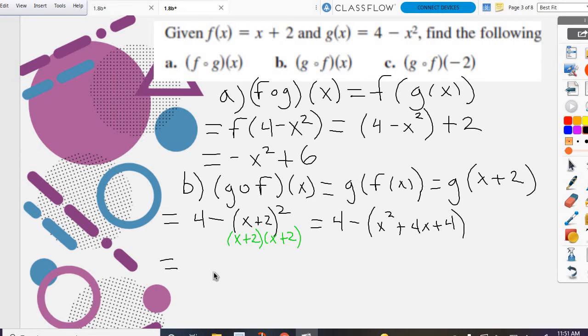Then I'm just subtracting, so we get negative x squared minus 4x, and then 4 minus 4 gives us 0. So did I get the same thing for f of g that I got for g of f? No.